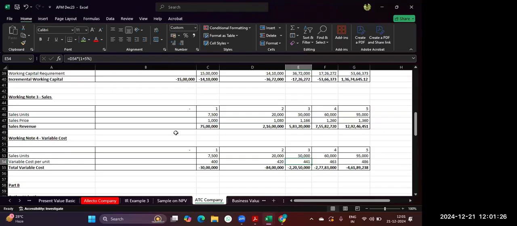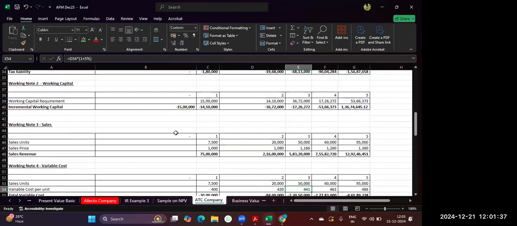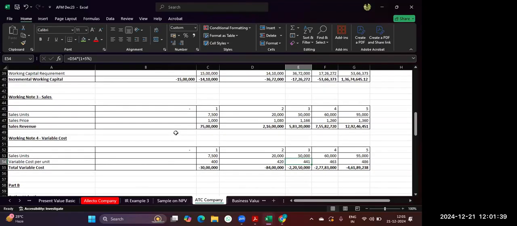Clear with me till here? Yes, sir. Done. What is the next expense? Is there any other expenses? Because, see, I need to calculate the net operating cash flow. So is there any other expense mentioned?